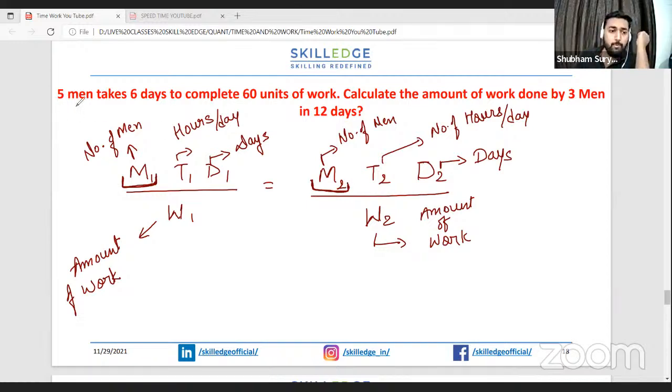For example, if it says 5 men take 6 days to complete 60 units of work, calculate the amount of work done by 3 men in 2 days.